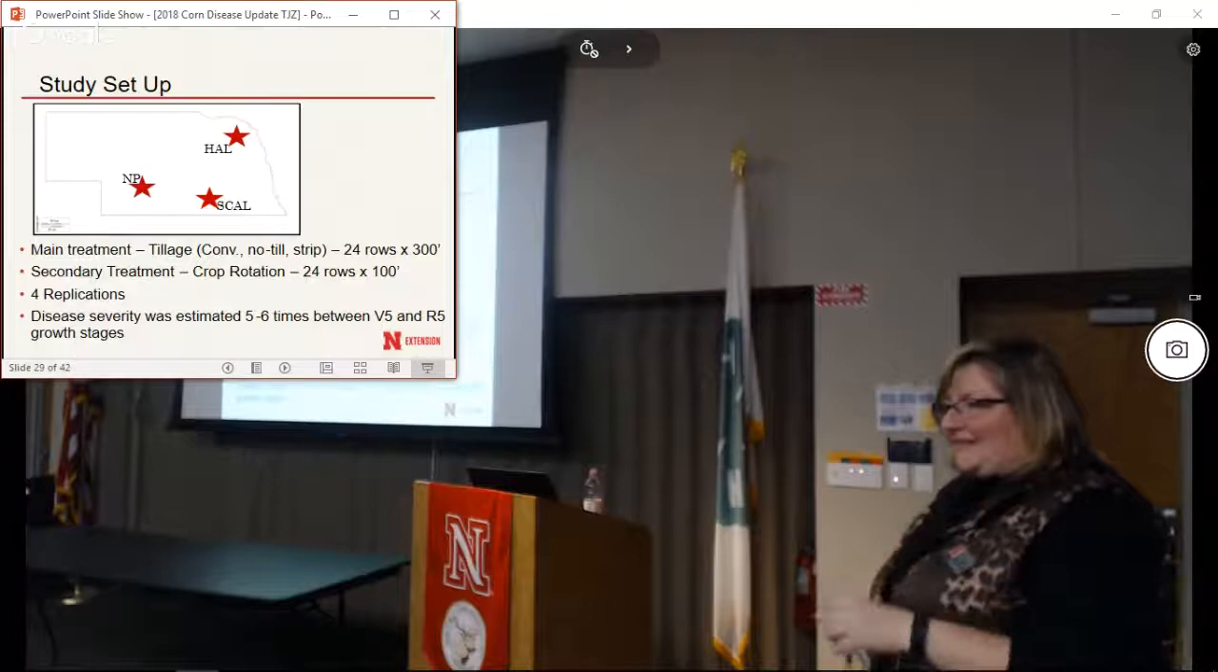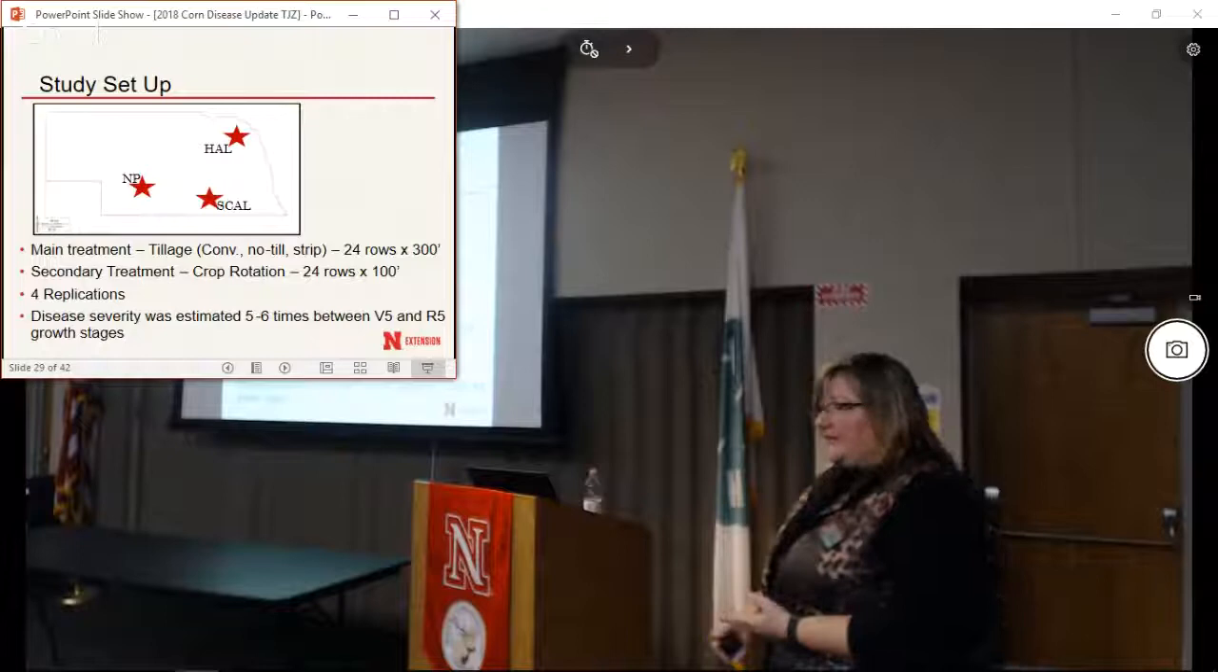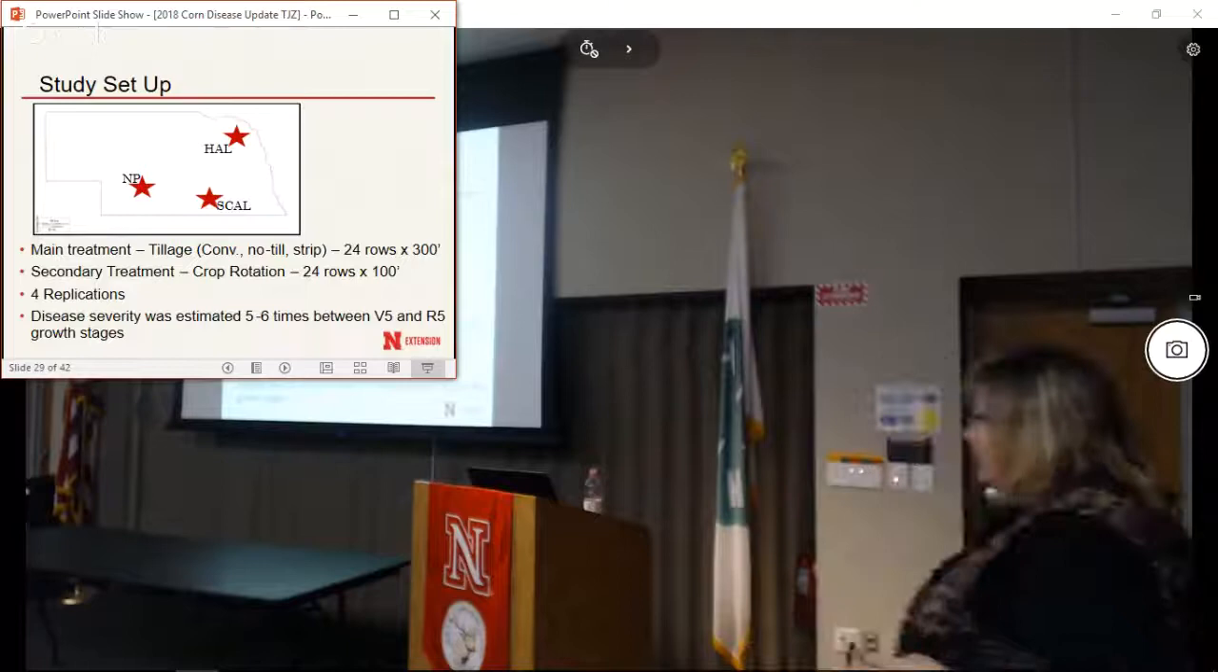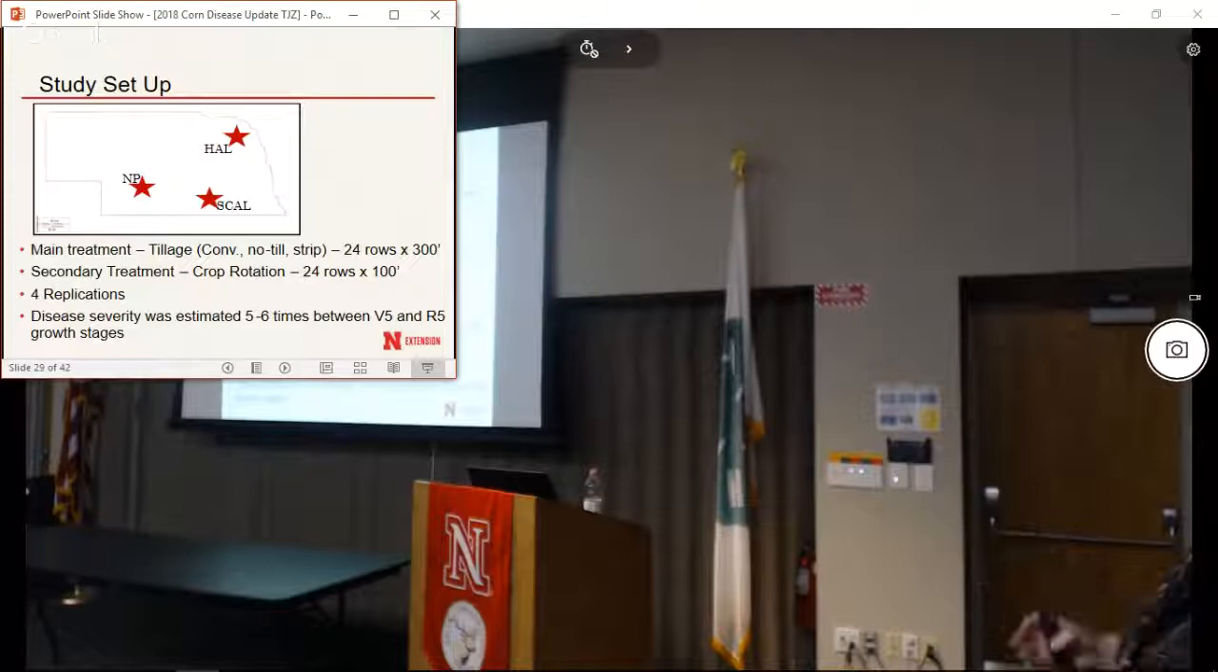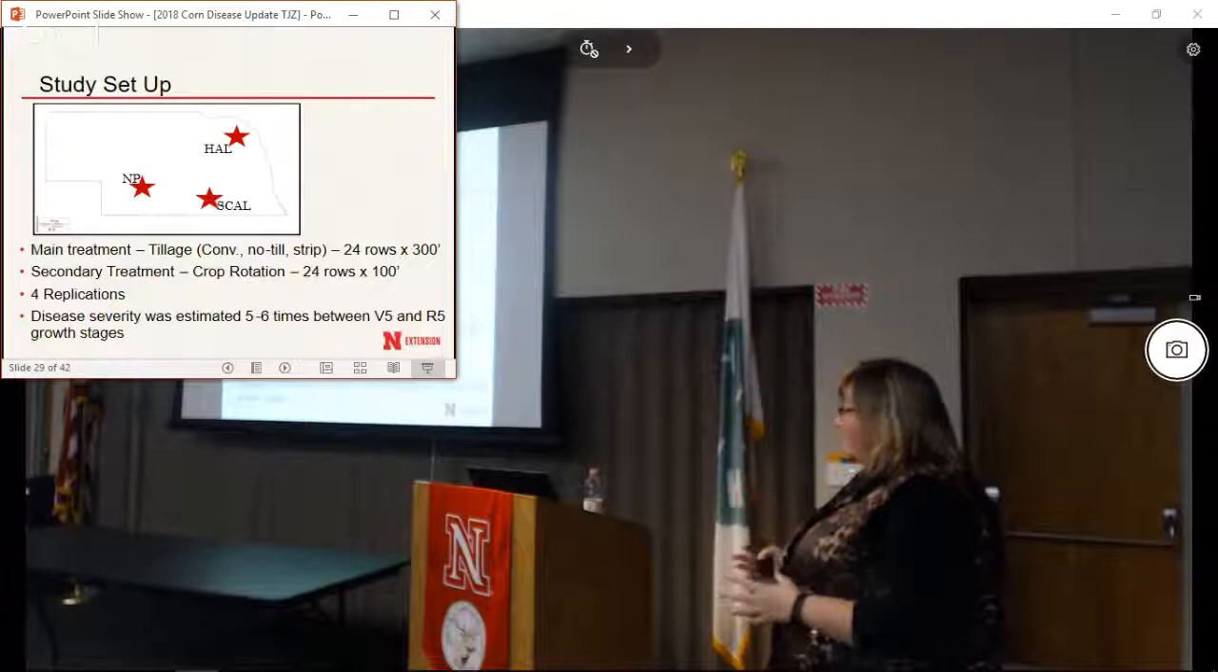And so in particular, we were interested in tillage practices and crop rotation sequences. And so we have three locations here. Initially, we proposed six, and then the budget got cut back in the farm bill. We actually got cut back 60%. And so we lost a lot of that, had to trim a lot down. And so now we're only working with corn and soybean rotations, which is better for you guys here locally.